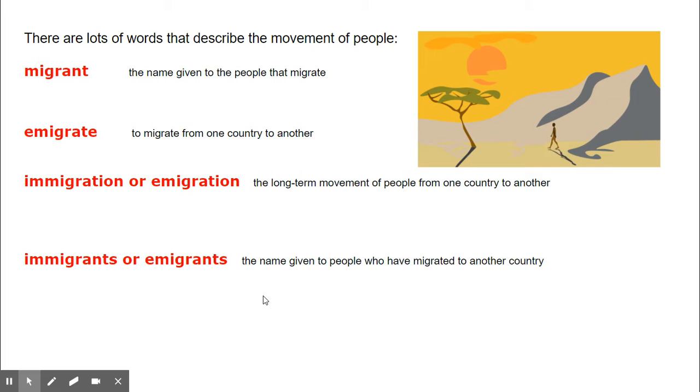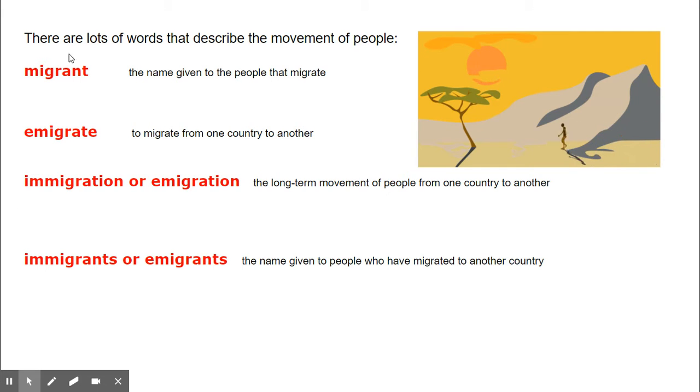Now, we're going to think about some vocabulary here. There's a lot of words with migrant, emigrate, immigration, emigration, immigrants and emigrants, and we hear these words, and they're actually all very similar. So often the word actually means the same thing, but let's look at them in order.